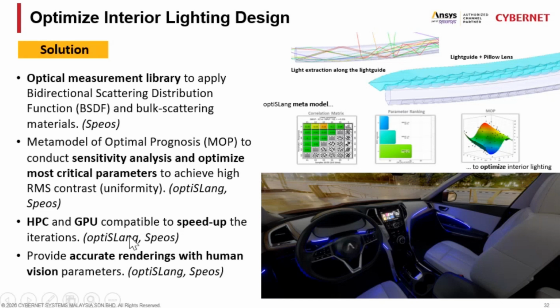And finally, when we're doing this simulation with this combination, we want to speed up the simulation or iteration. We can use high performance computing and also the GPU inside Speos to make the simulation faster. And also we provide accurate rendering with human vision for this kind of simulation.